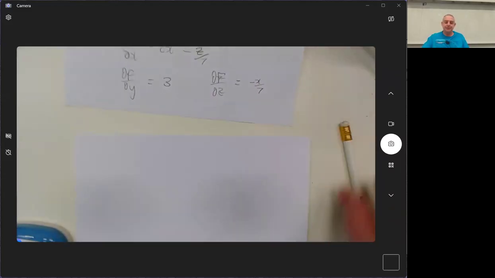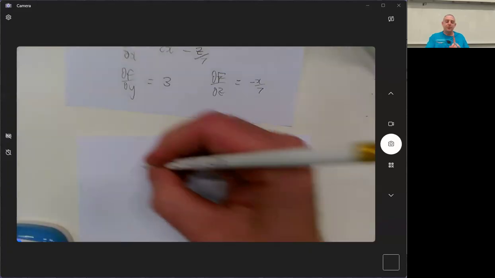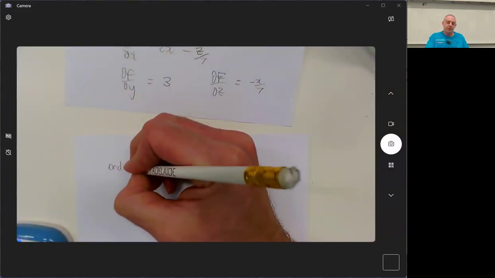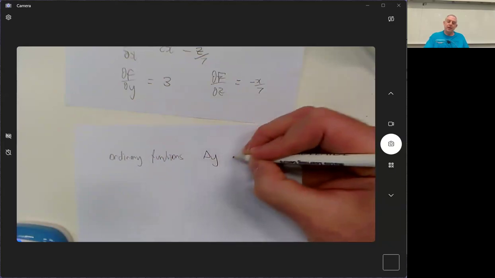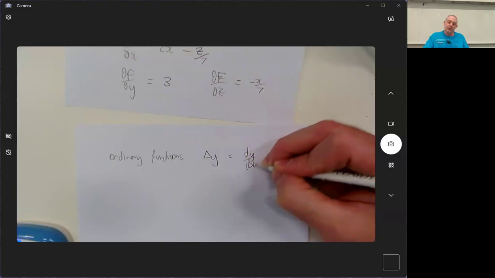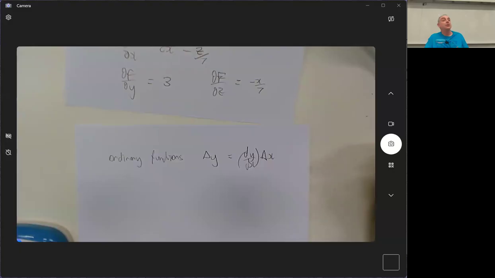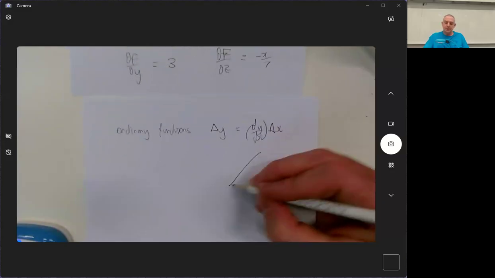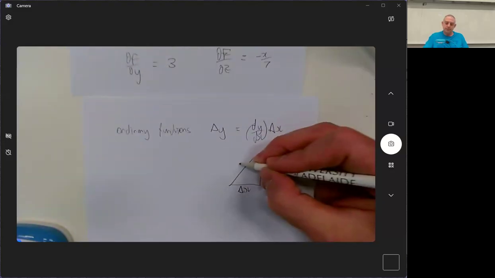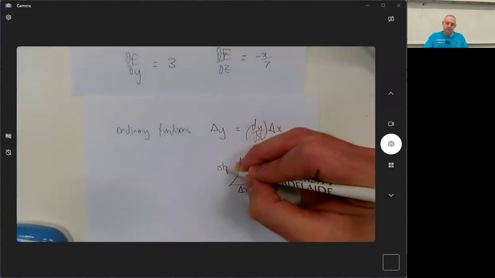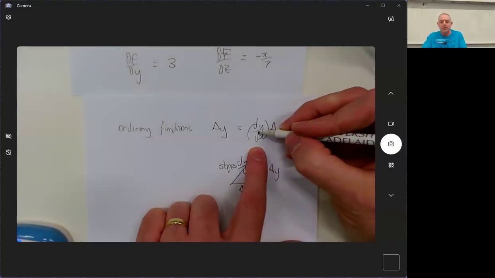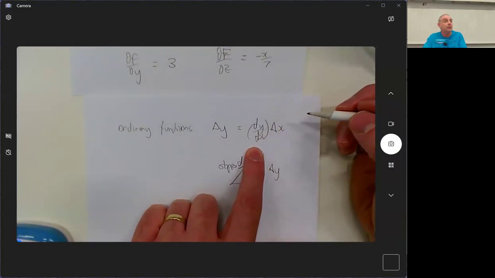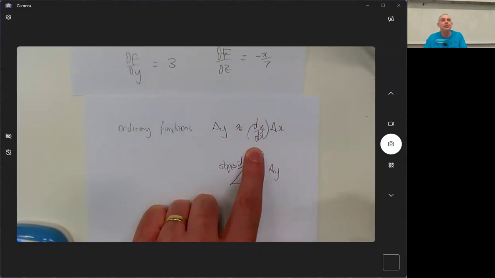Ready? Just with ordinary functions, just as an aside. Ordinary functions, the change in y is going to be whatever the derivative is times the change in x. That's how derivatives work. If you change the x by a bit, that's the slope, right? So that's how it's supposed to work, approximately. dy on dx is supposed to be approximately the change in y divided by the change in x. Okay?